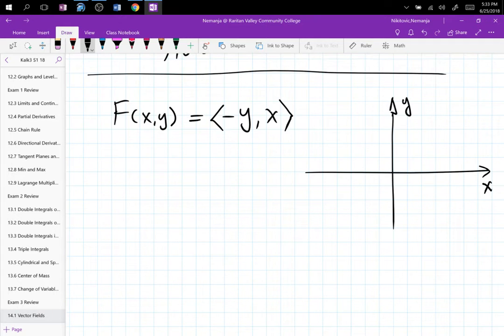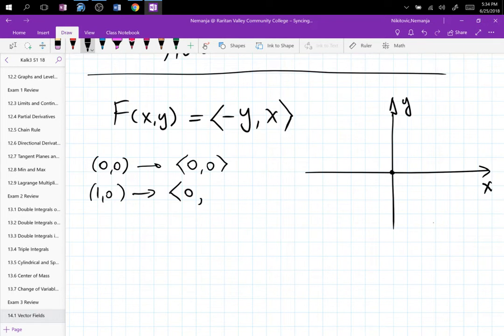All right. Let's see what's happening here. So first, we are going to check 0, 0. Right? We start with the origin. When we plug in 0, 0, we get the 0, 0 vector. So that's just the point. Now, let's test 1, 0. If you test 1, 0, 0 for y and 1 for x, there we go. So at 1, 0, which is here, we get 0, 1, which is a vector going up.